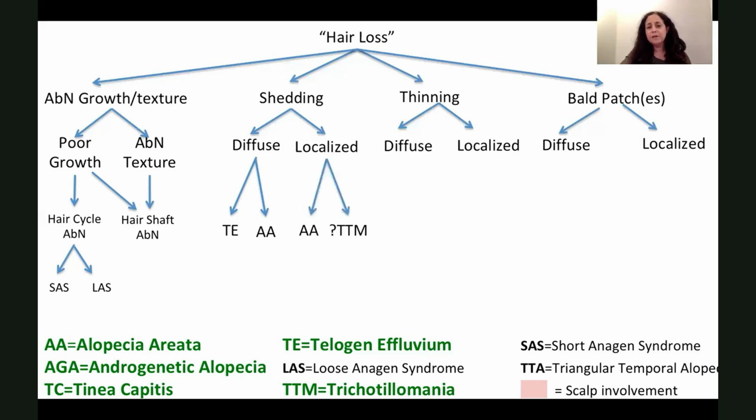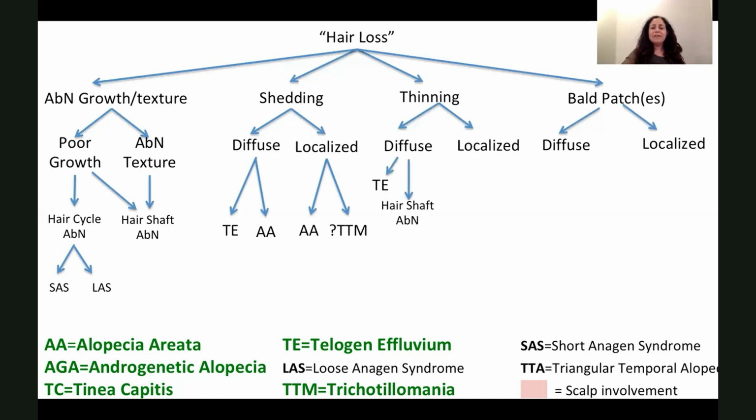Localized shedding can also occur in alopecia areata in the given round or oval patches before they develop their bald patch. And I've put question mark trichotillomania here because, again, trichotillomania is not primarily a shedding disorder, but it sometimes is reported historically as "my child's hair is shedding. I've seen piles of hair."